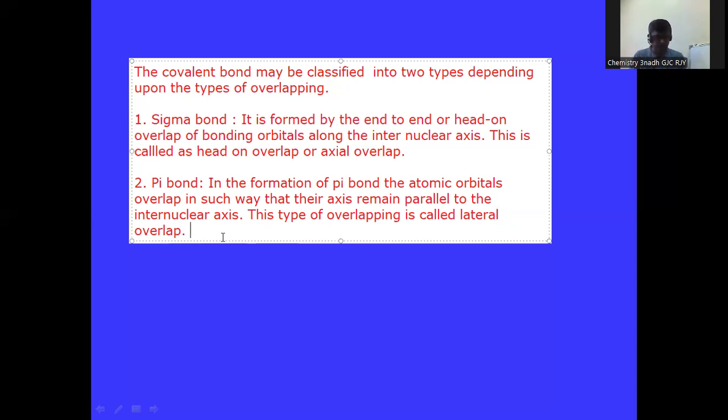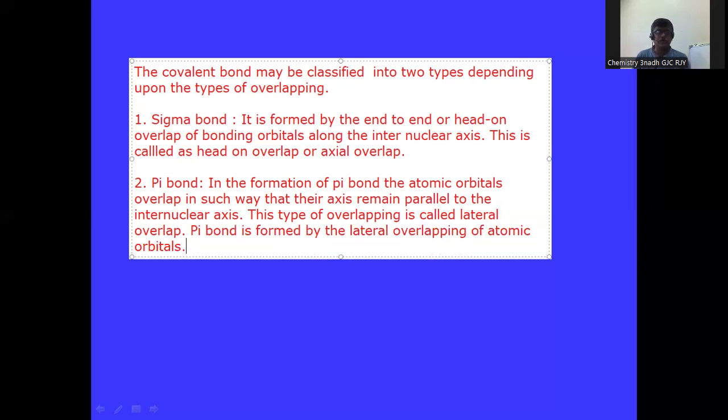So simply, we can also say that a pi bond is formed by the lateral overlapping of atomic orbitals. A sigma bond is independent and can be formed alone, but a pi bond is not an independent bond. To form a pi bond, a sigma bond should be formed first.